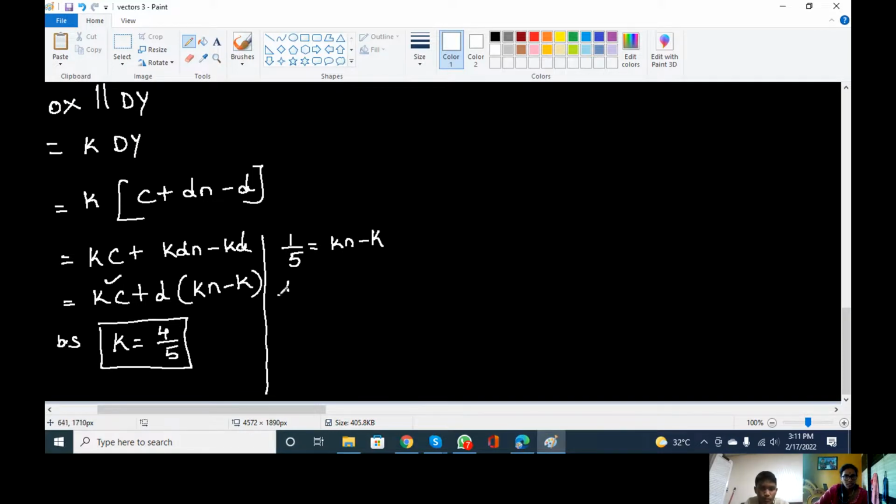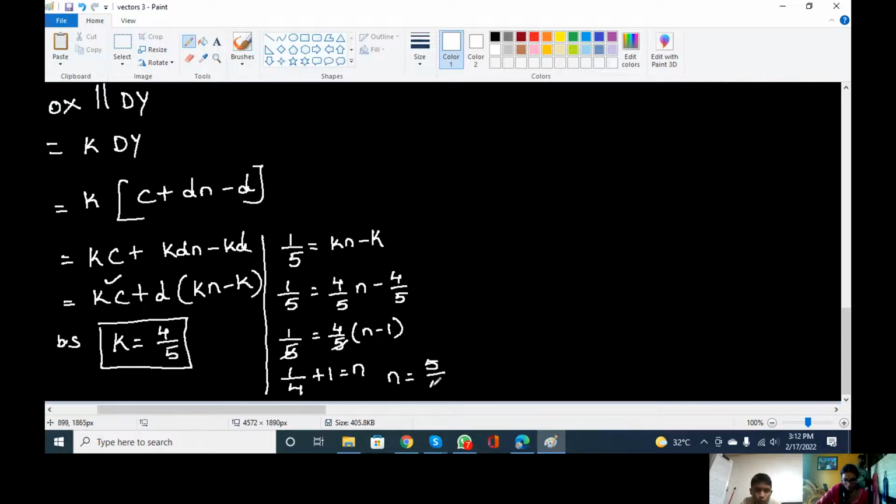Okay, we know the k value. Let's substitute here. k is 4 over 5. So 1 over 5 is equal to 4 over 5 n minus 4 over 5. 4 over 5 is common, so you will get n minus 1. 5 gets cancelled. If you transpose this 4 to this side, it will become 1 by 4. And if you transpose this, it will be plus 1 is equal to n. So LCM is 4, 4 plus 1 is 5 over 4. So therefore the n value is 5 over 4.